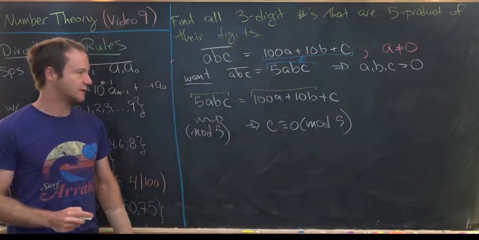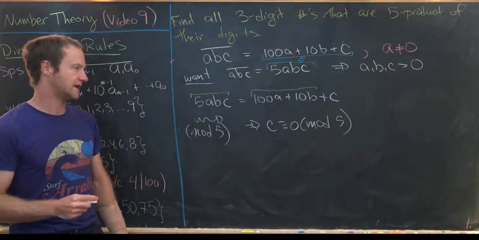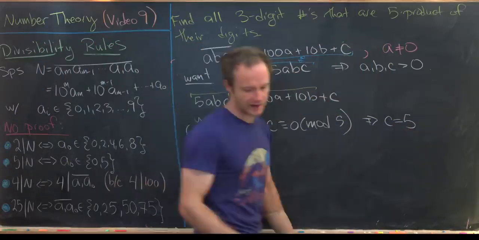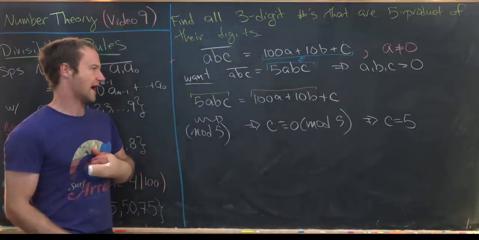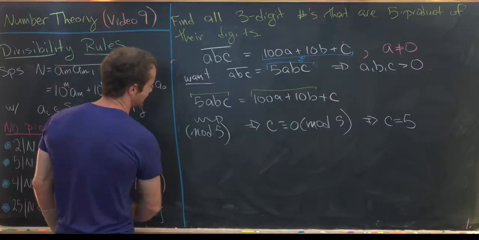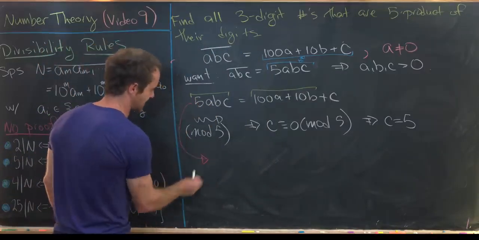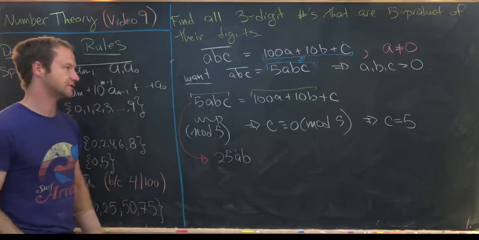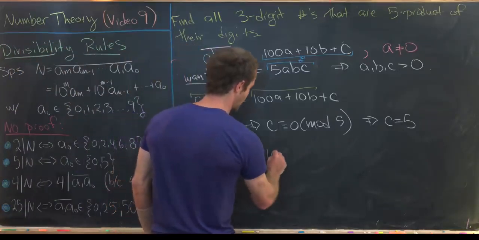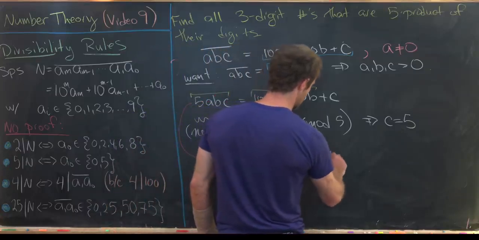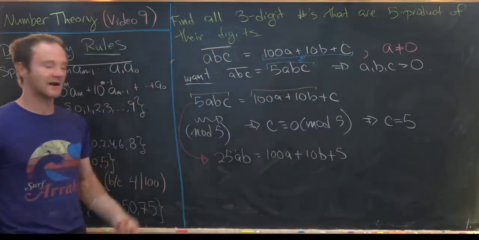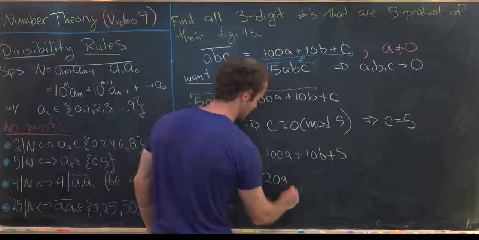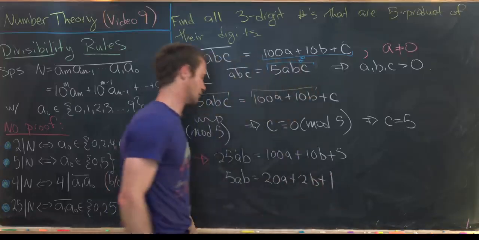But recall, C is between 1 and 9. The only thing between 1 and 9 that is 0 mod 5 is 5. So now we have C is equal to 5. And now we'll roll that right back into our original equation, right back into this equation right here. So we have 25AB, because remember, C was equal to 5, is equal to 100A plus 10B plus 5. Now we can divide both sides by 5. That'll give us 5AB is equal to 20A plus 2B plus 1.